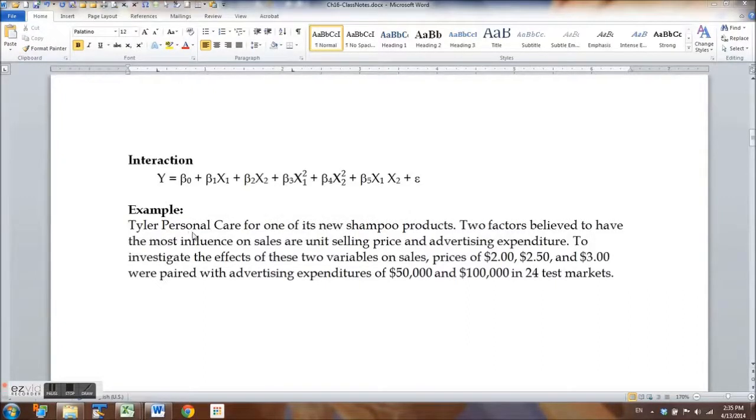Here, this example is from your textbook. This is a personal care product manufacturer, shampoo products, and the company believes that there are two factors that influence the sales. The two factors are the selling price and the advertising expenditure. So the company collected sales data with sales price set at $2, $2.50, and $3, paired with advertising expenditure of 50,000 and 100,000. These combinations were tested in 24 test markets, and the sales data was collected. So let's go to Excel now and look at how interaction works.